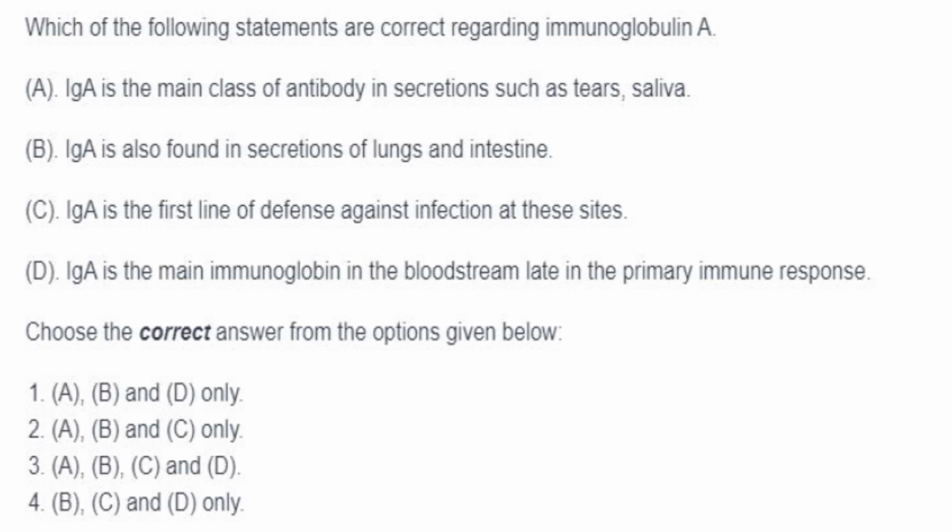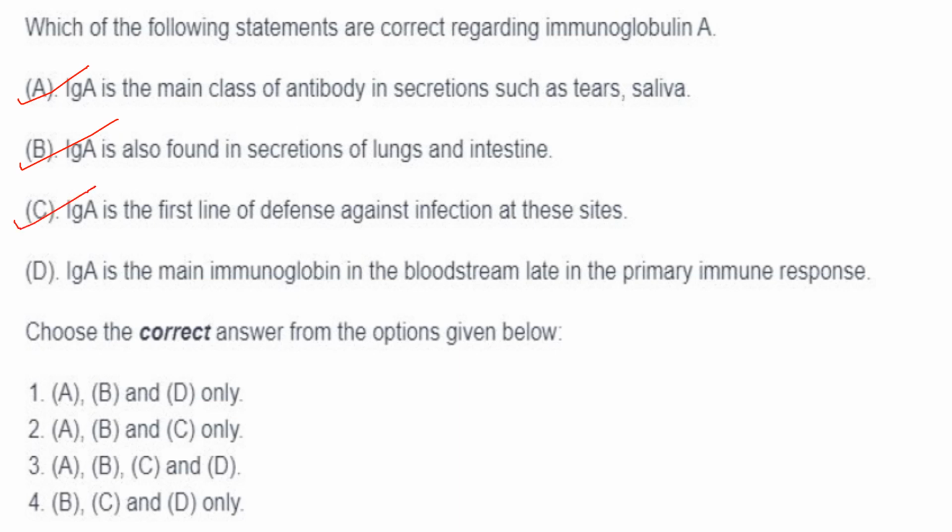Then next one. Which of the following statements are correct regarding immunoglobulin A? IgA is the main class of antibody in secretions such as tears and saliva. 100% correct. So that statement is correct. IgA is also found in secretions of lungs and intestine. That is also correct. IgA is the first line of defense against infection at this site. Yes, at this, that is tears, saliva, lungs, intestine. It is the first line of defense, so that is also correct.